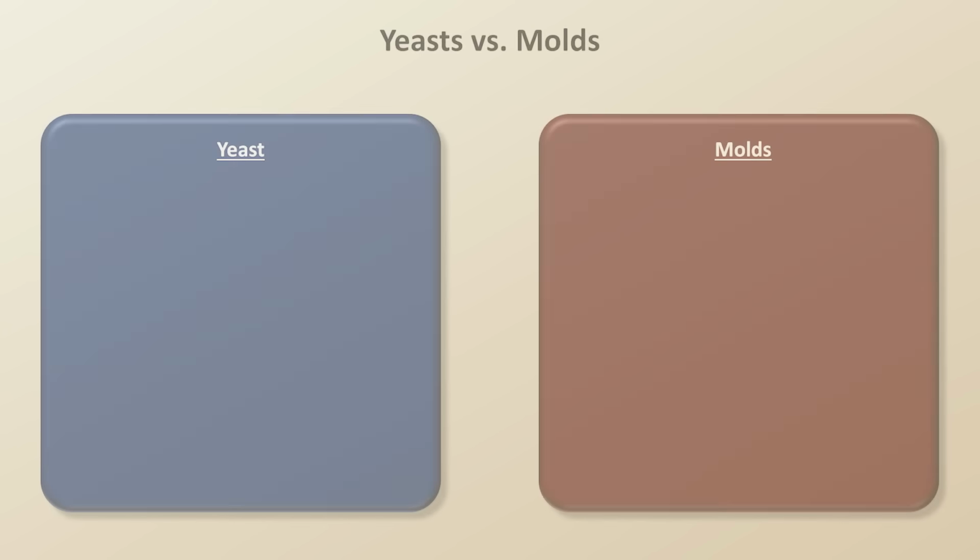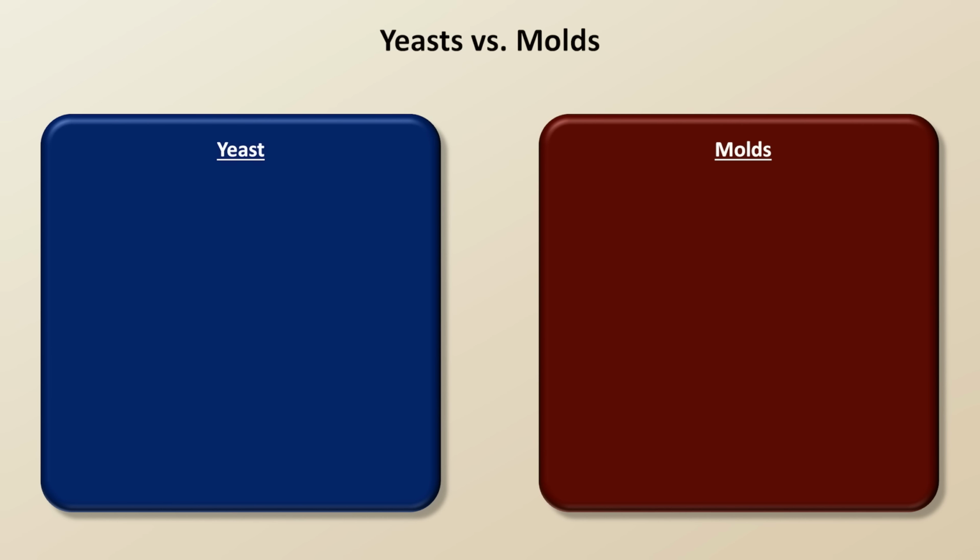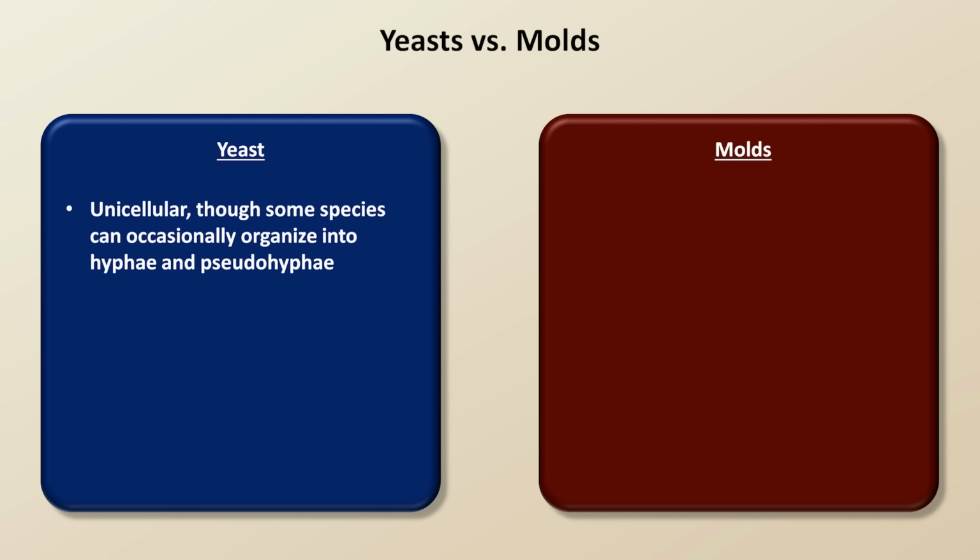I'm going to now start discussing the specific biological categories of pathologic fungi. The most important distinction to make is that between yeast and molds. Yeast are typically unicellular, though some species can occasionally organize into filamentous structures called hyphae and pseudohyphae, of which we'll see a picture in a minute. Molds are multicellular and are typically organized into hyphae.